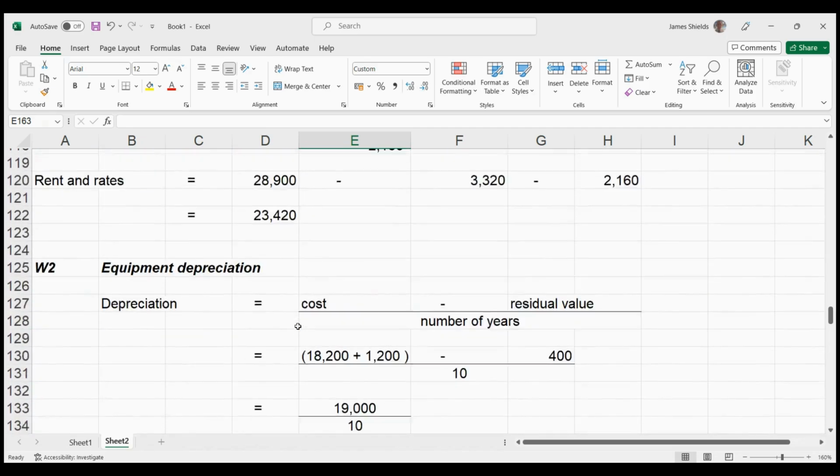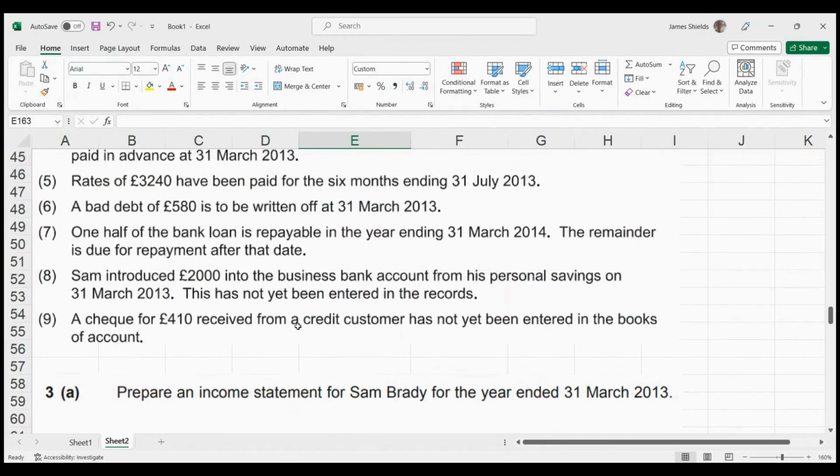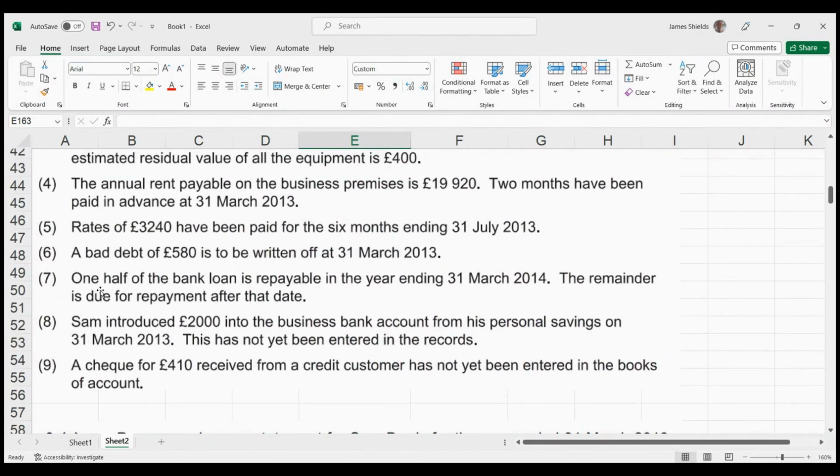Now the bank loan, we've got some workings on the bank loan. And the bank loan, we were told in the question, the information, the bank loan, 0.7. One half of the bank loan is repayable in the year ending 31st of March 2014. So that's the next year, so that's the next 12 months. So it's going to be repayable in the next 12 months. That proportion is in current liabilities. And then the remainder will be in non-current liabilities.